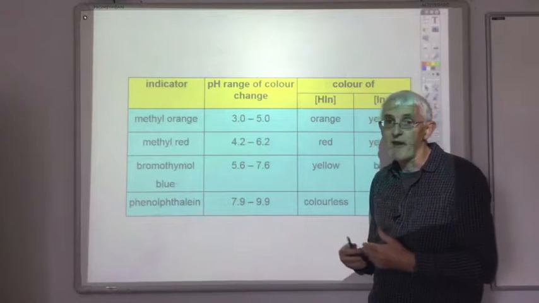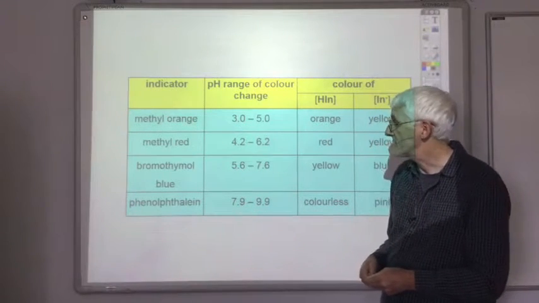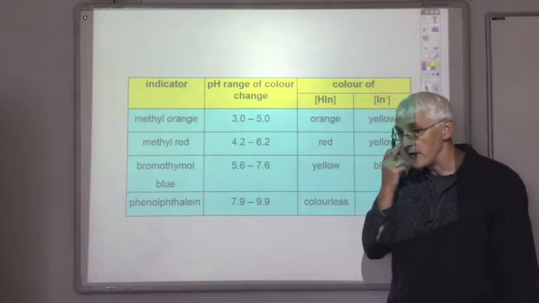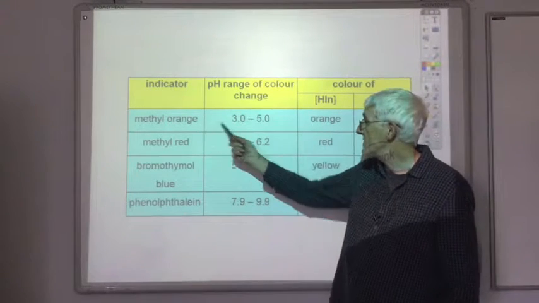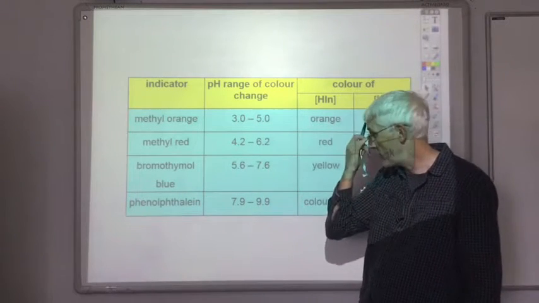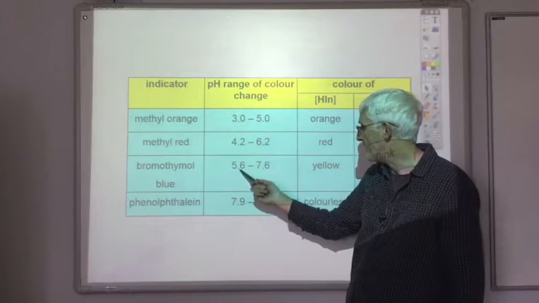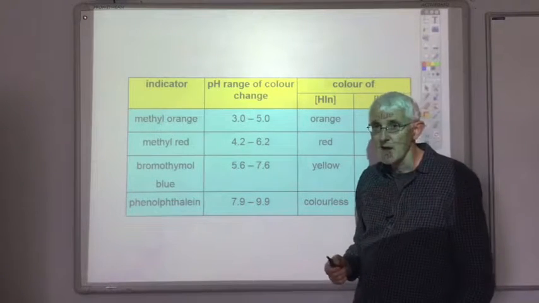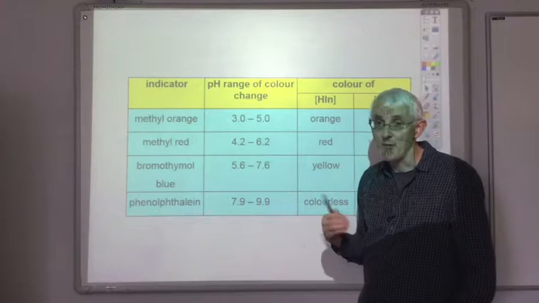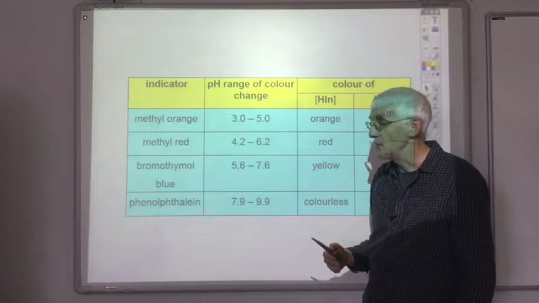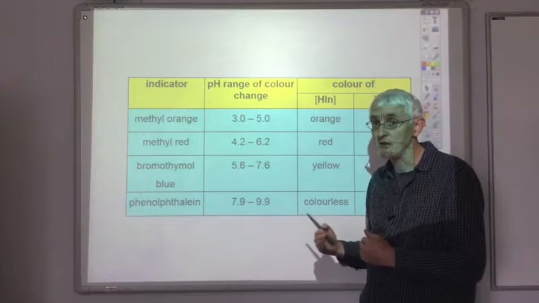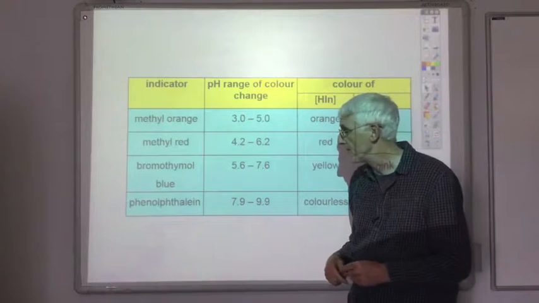Now, phenolphthalein is just one of many indicators. So here's phenolphthalein down here with its colour change range, 7.9 to 9.9. But methyl orange, for example, changes colour from 3 to 5. Methyl red, 4.2 to 6.2. Bromothymol blue, 5.6 to 7.6. Now, the good news is you don't have to remember these pH ranges. If appropriate, you'll be given them in the question. But you should be aware that different indicators will have different pH ranges over which the colour change is visible.